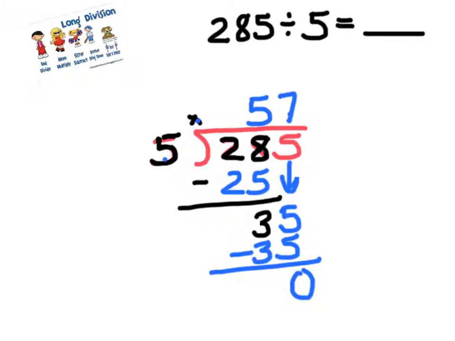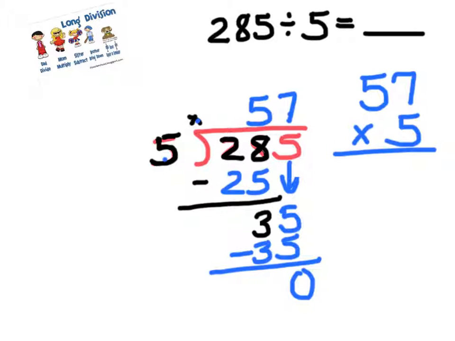Now let's test it. We'll test it by multiplying 57 times 5. 5 times 7 is 35. Bring your 3 over to the tens column. 5 times 5 is 25, plus 3 is 28. So your answer is correct. Let's try another one.